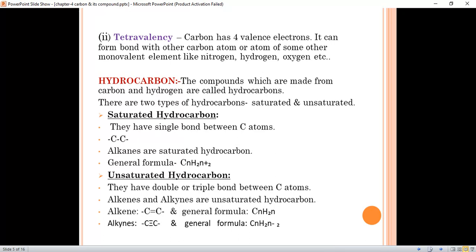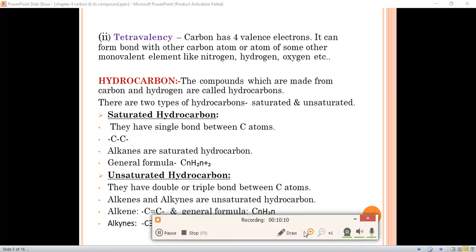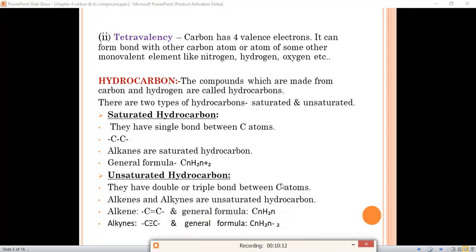Our next property is tetravalency. We know that the atomic number of carbon is 6. Electronic configuration is 2 and 4. How many electrons are present in the outermost shell? 4 electrons. So carbon can form only 4 bonds, not more than that. It is a tetravalent atom, means it can form only 4 bonds. Tetravalency, our next property is tetravalency.